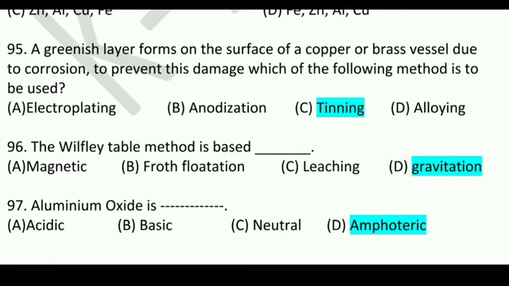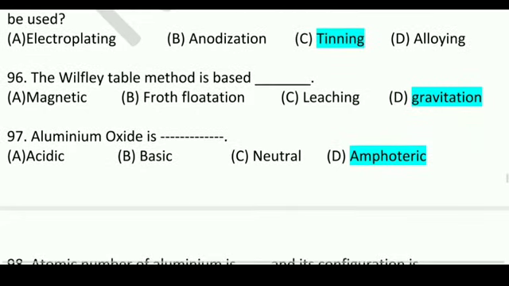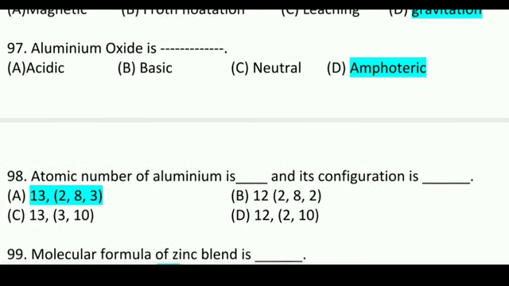Next question. A greenish layer forms on the surface of a copper or brass vessel due to corrosion. To prevent this damage, which of the following method is to be used? Yes, tinning. The Wifley table method is based on dash gravitation. Aluminium oxide is dash. Yes, it is amphoteric.